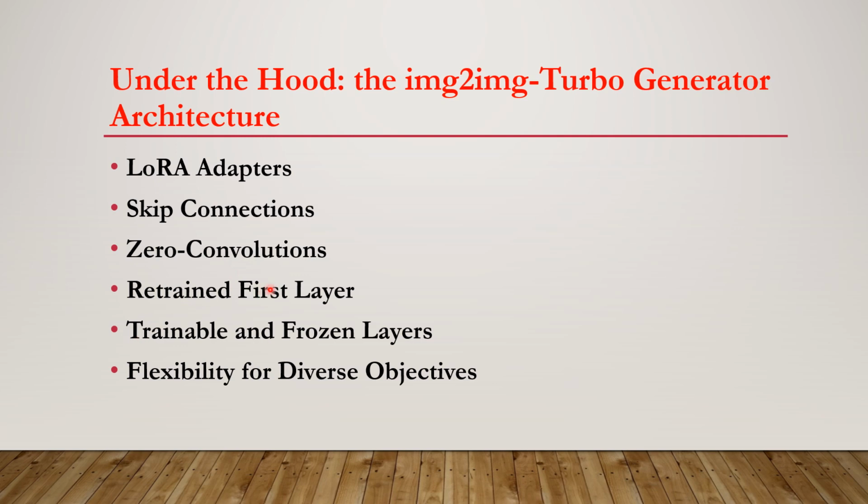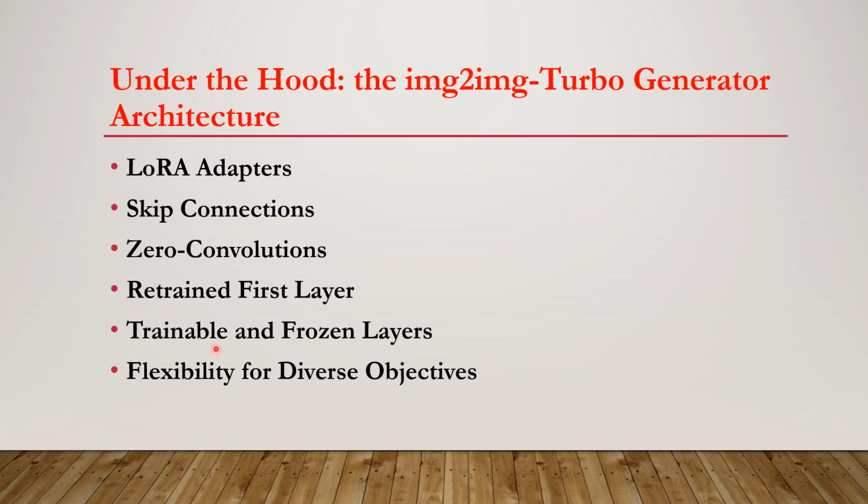Then the retrained first layer. The first layer of the U-Net architecture, commonly used in image segmentation tasks, is specifically retrained within this image-to-image turbo generator, and this retraining process allows the network to better capture the essential features of the input image, further enhancing the preservation of structural details during translation.